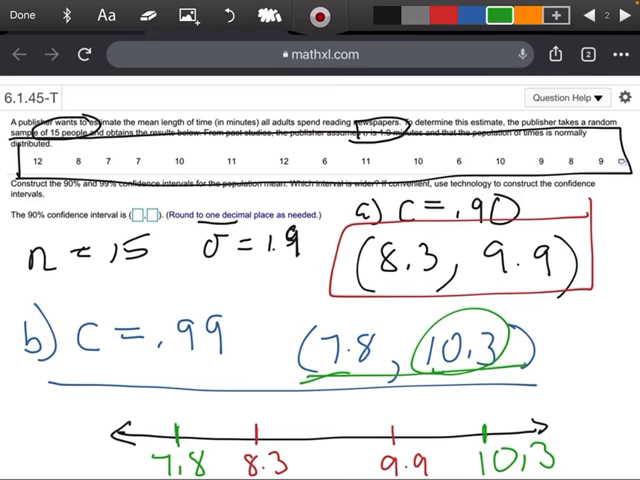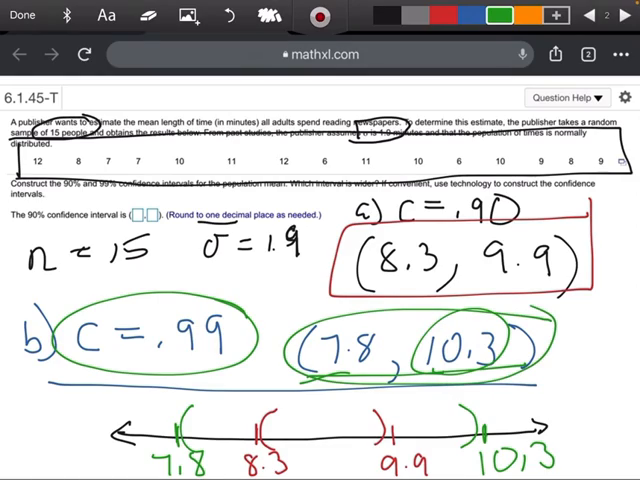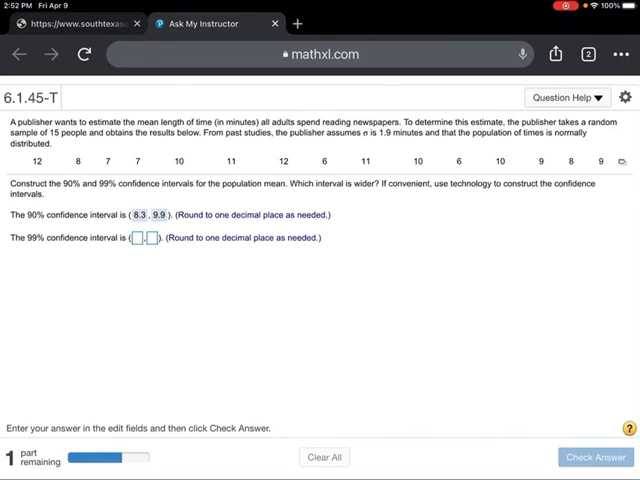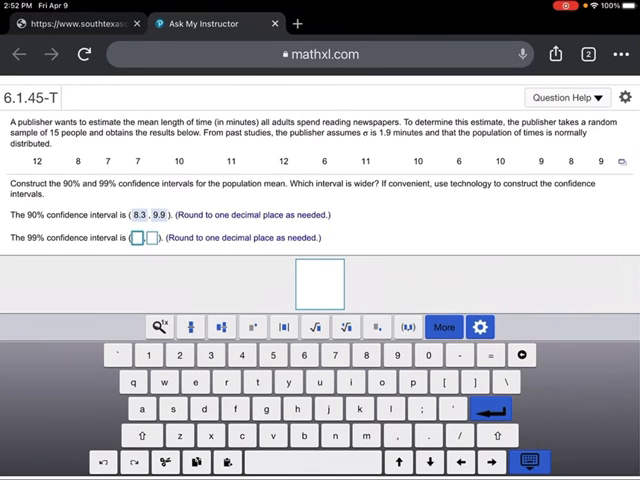So if you think about this, remember, we're looking for intervals, kind of like this on my number line. Which one is bigger? Which one is wider? Well, the 99% one is wider, because it's bigger out. I can see that on the number line. So let me go ahead and enter my numbers, 7.8 and 10.3 for this part. 7.8 and 10.3. Let me hit enter.